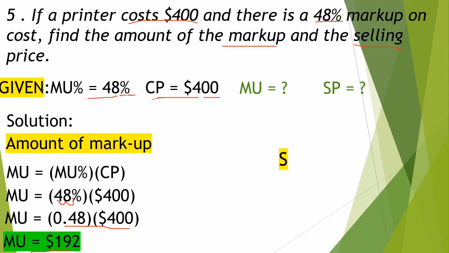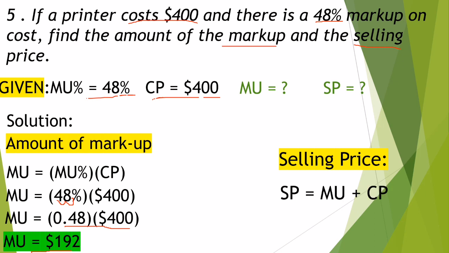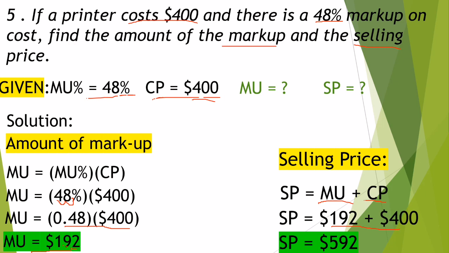And for our selling price, we're going to use now SP is equal to MU plus CP, since MU is already here. Okay, and the CP is already given. So just substitute, SP now is equal to MU, which is 192, plus CP, which is 400. And 400 plus 192, we have now 592. Therefore, our selling price is $592.